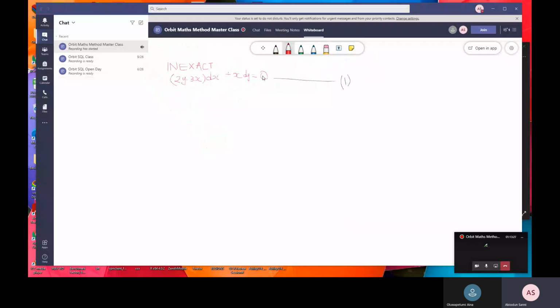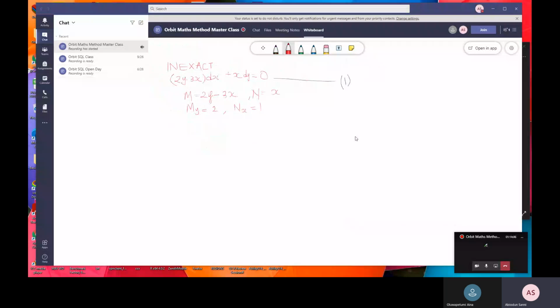So our M is 2y minus 3x, and I have my N to be x. So what do I find? To check whether it's exact, I'll find M_y. That's going to give us 2, and N_x is going to give us 1. So apparently this is not exact because they are not the same.